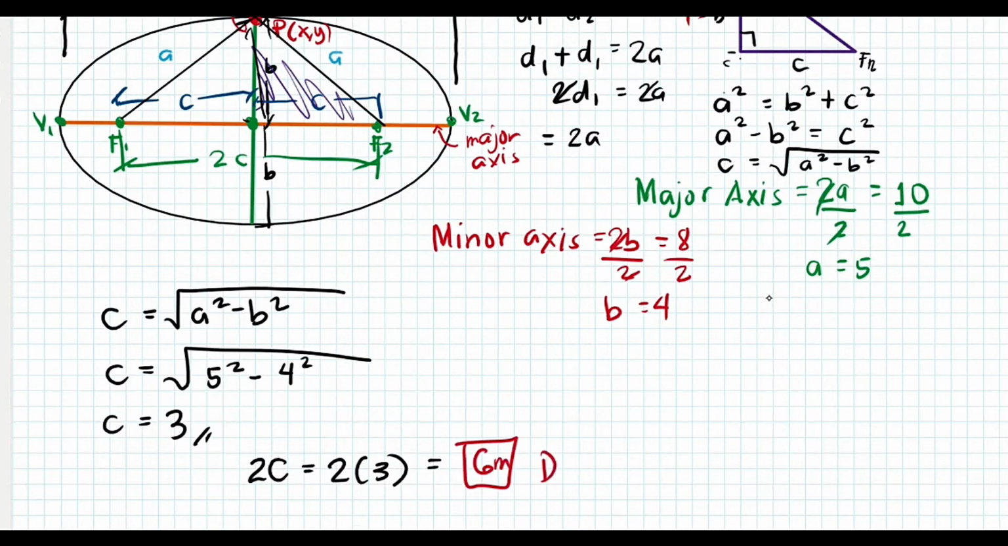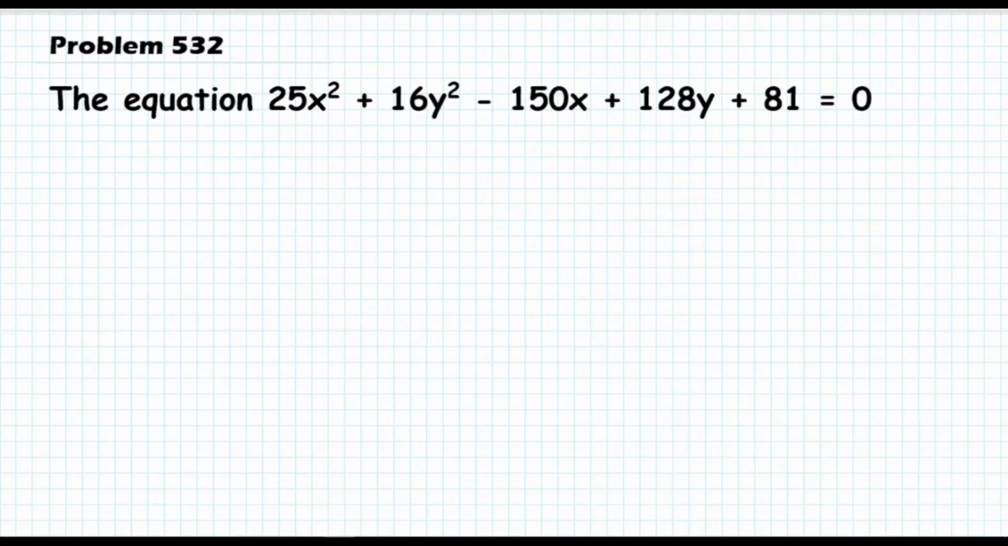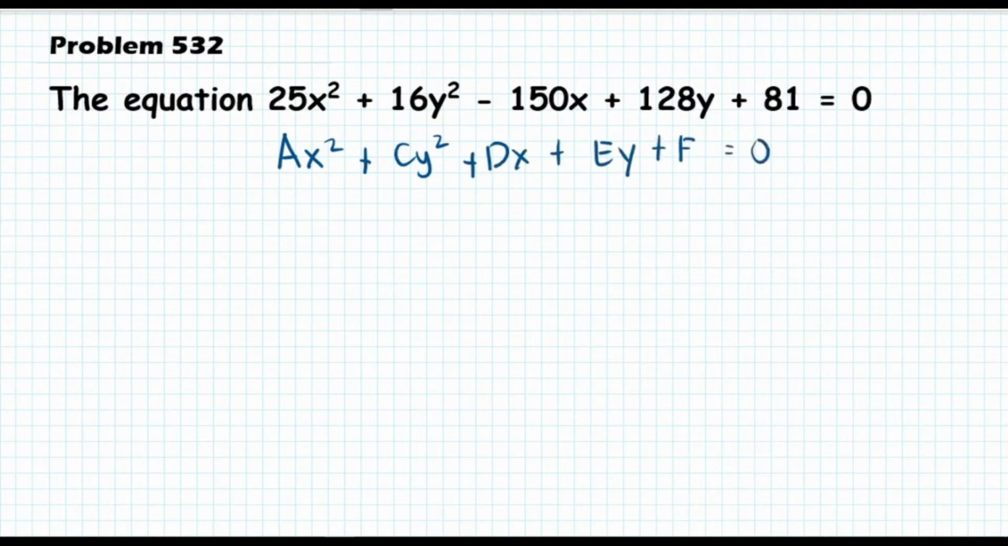Okay, letter D siya sa book. Problem 532. The equation 25x squared plus 16y squared minus 150x plus 128y plus 81 is equal to 0. So, dito po ay meron po tayong tinatawag na general form ng ellipse or general equation ng ellipse, which is ax squared plus cy squared plus dx plus ey plus f is equal to 0.